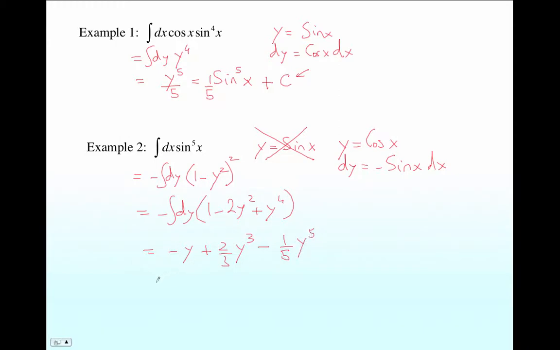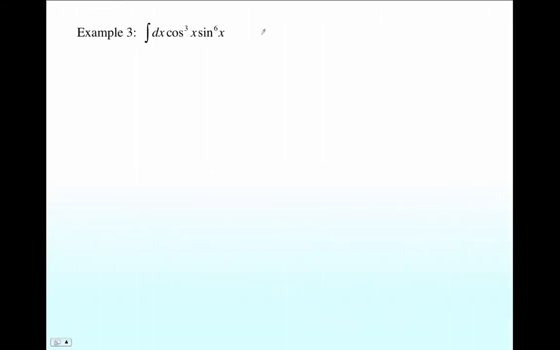But of course we must write everything in terms of x, and so this is minus cosine x plus 2/3 cos cubed x minus 1/5 cos to the power 5x. And of course we could add on a constant, but I won't do that. That's understood. In very much the same way, we can do this integral.